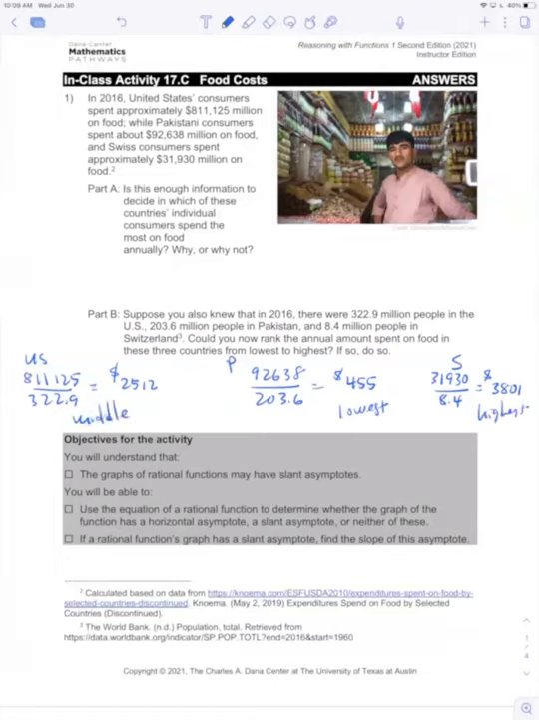So we can see that Pakistan is going to be the lowest, Switzerland the highest, and the US is in the middle. Objectives for the activity. You will understand the graphs of rational functions may have slant asymptotes. You will be able to use the equation of a rational function to determine whether the graph of the function has a horizontal asymptote, a slant asymptote, or neither. If a rational function's graph has a slant asymptote, find the slope of this asymptote.